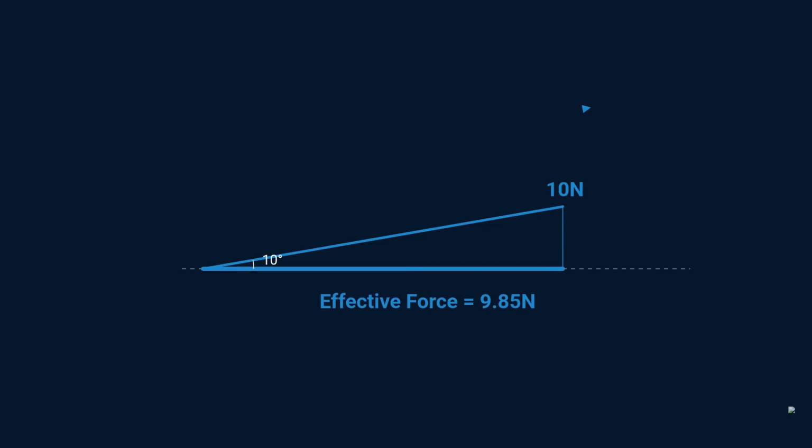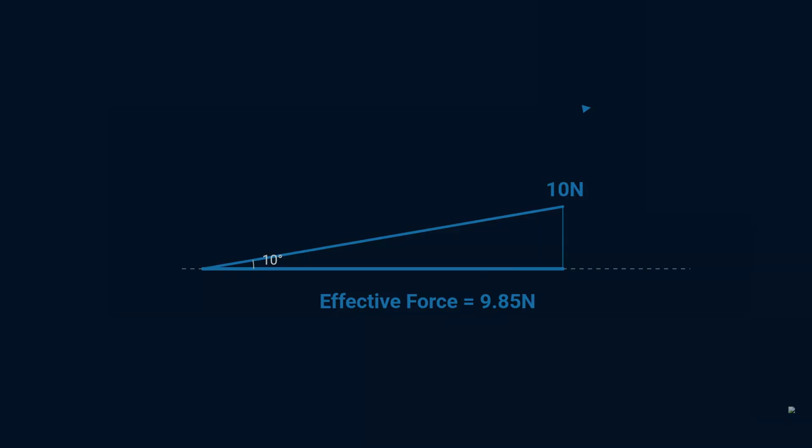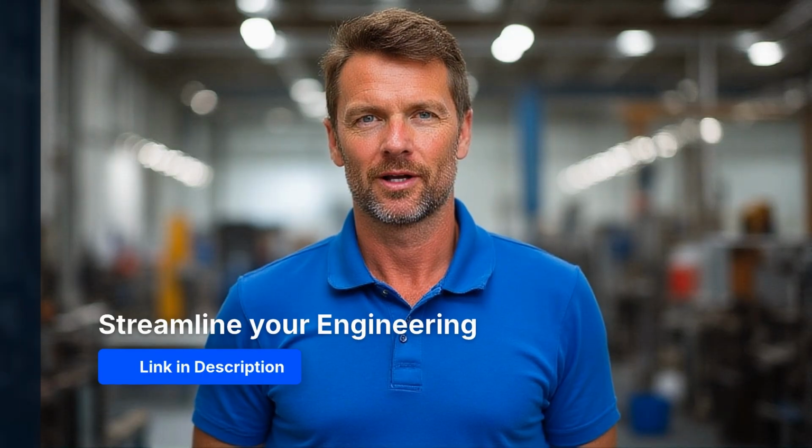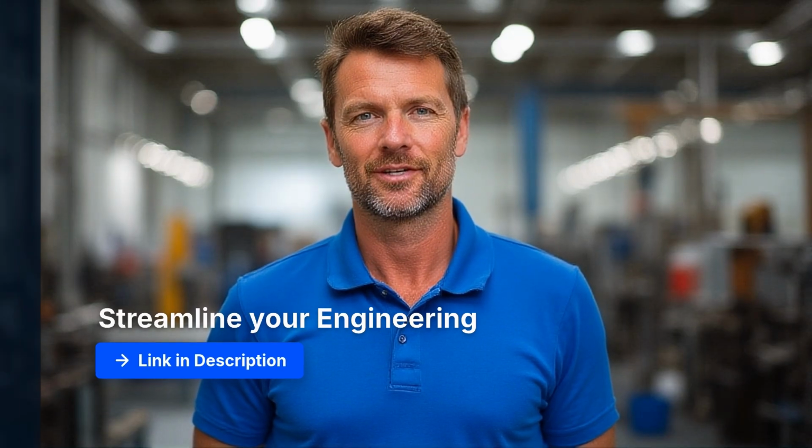period. The effective force horizontal component is 9.85 newtons, showing how much of our applied force actually contributes to horizontal movement after accounting for the angle. This calculator streamlines work and energy calculations for any engineering application.